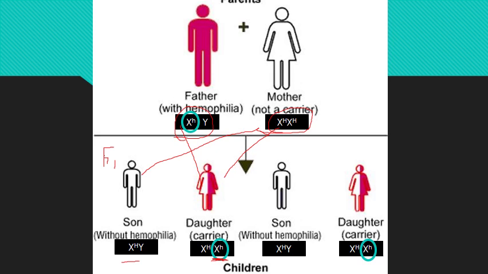The son will again get the X from the mother, so won't be affected, and the daughter once again an X from the mother and an X from the father, so she will also be a carrier because haemophilia is X-linked recessive.